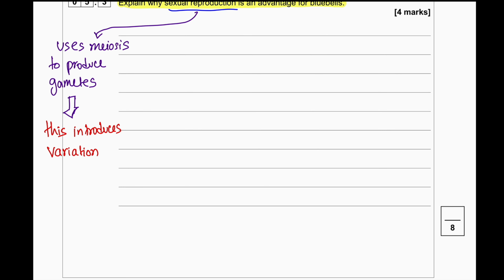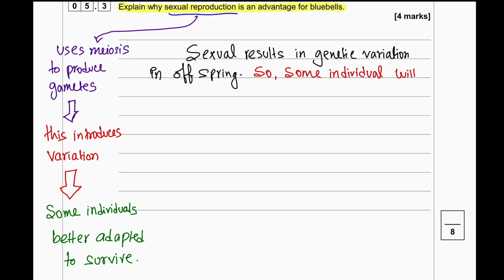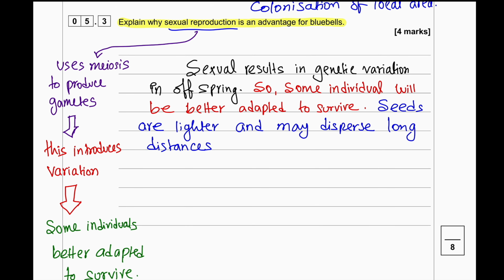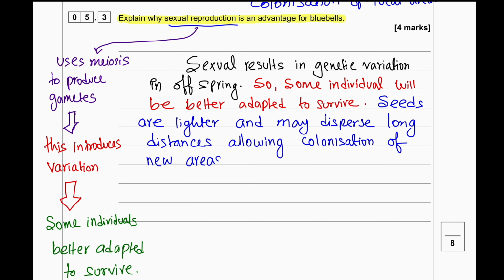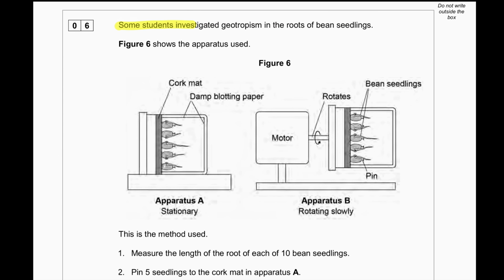So some individuals will be better adapted to survive, and the seeds may disperse long distances, allowing colonization of new areas. Also, many offspring will be produced, so there is a higher probability that some will survive because some of them will have some advantageous characteristics. Some students investigated geotropism in the roots of bean seedlings.